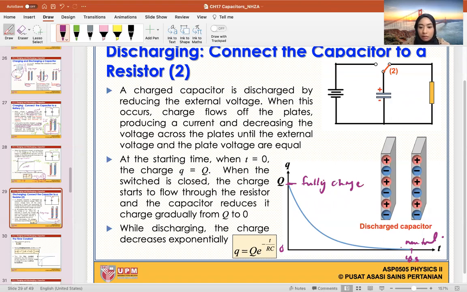So that is the graph. So the equation is Q equals capital Q, we still have the maximum Q here, e to the power of minus t over RC, still a minus. That is the discharging equation. For charging, the equation is Q equals Q times 1 minus e to the power of minus t over RC. It's the same equation, but there's a 1 minus over here. And how you can remember the graph: charging, you go from 0 to maximum, and discharging, you go from maximum to 0. By concept, we should already know this.